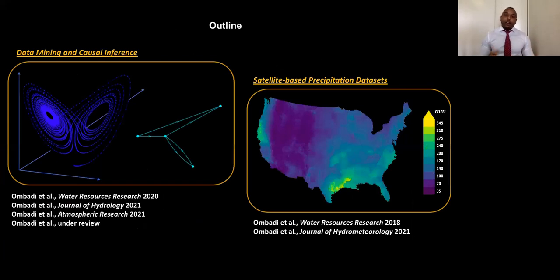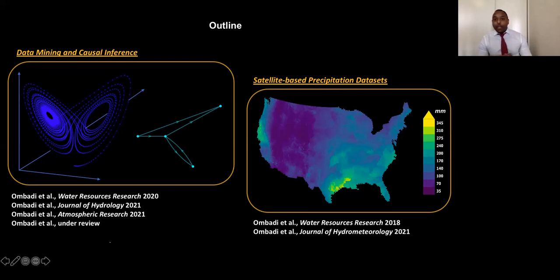But today I'm really going to be speaking to you about some of the research work that I've been doing over the last 4 years and a half of graduate school. And during my PhD, I was very fortunate to work on a vast array of projects. So broadly speaking, my research interests fall within two main themes. The first theme is concerned with application of data mining and causal inference methods to address a variety of research questions in hydrometeorology.